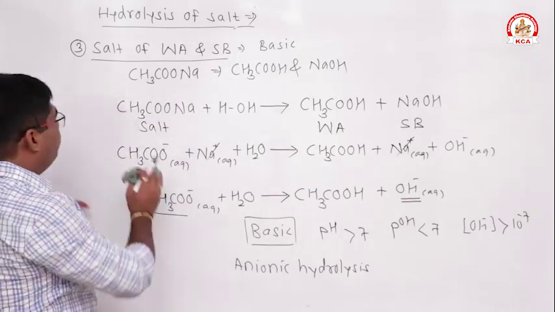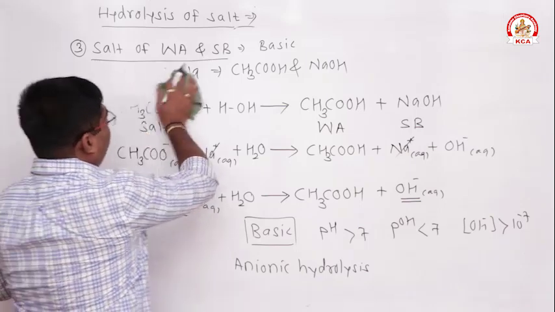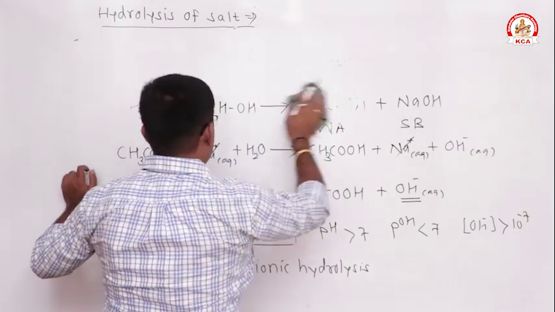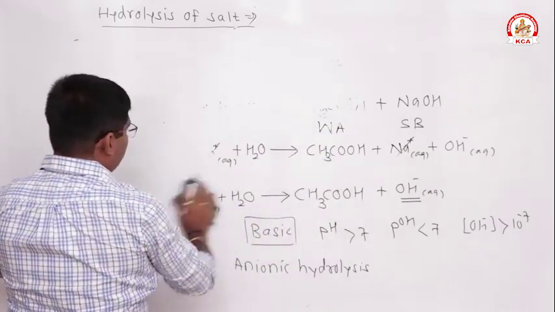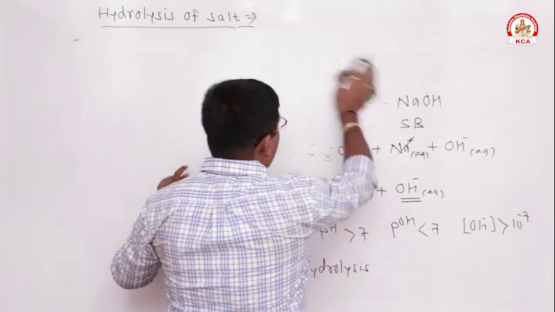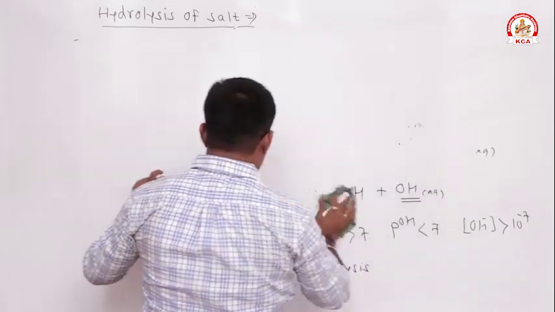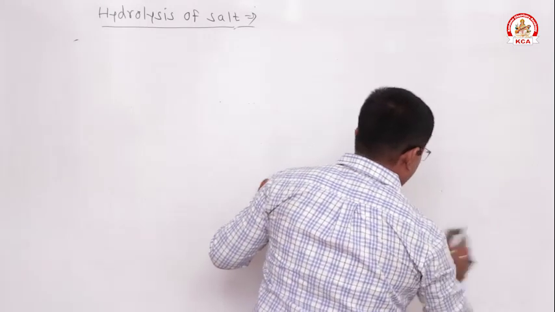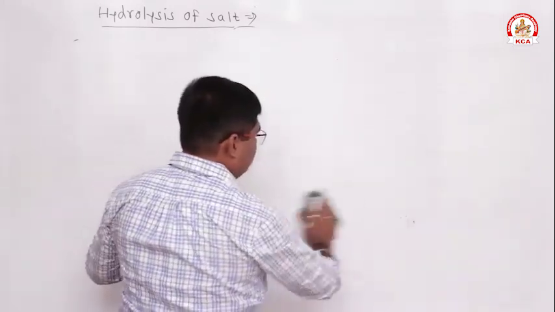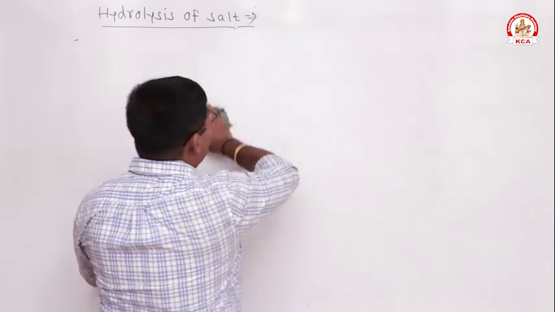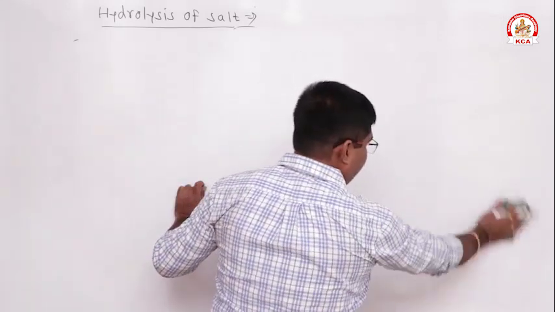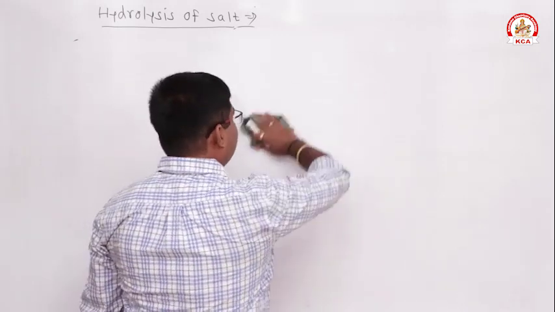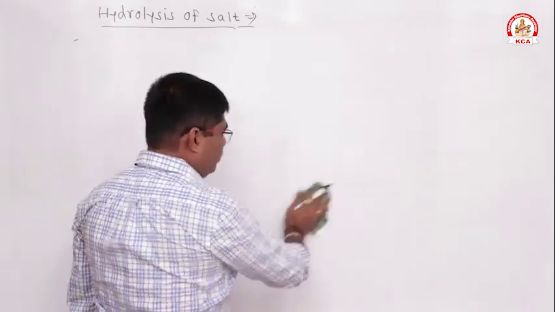And now the fourth and very interesting point, तो कुठला आहे? सॉल्ट ऑफ वीक ॲसिड अँड वीक बेस. इथं तर दोन्ही सुद्धा काय आहेत? वीक आहेत. मग आता salt of weak acid and weak base, does it undergo hydrolysis or not? Yes, it undergoes hydrolysis because the nature of the solution may be acidic, may be basic, or may be neutral.